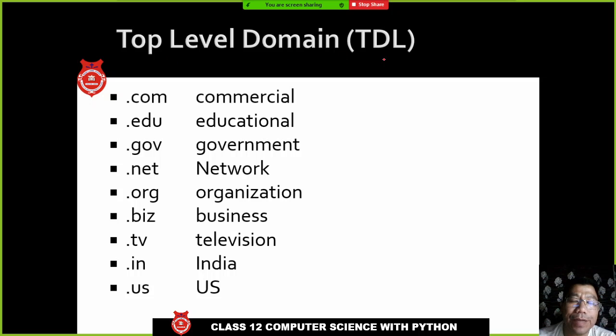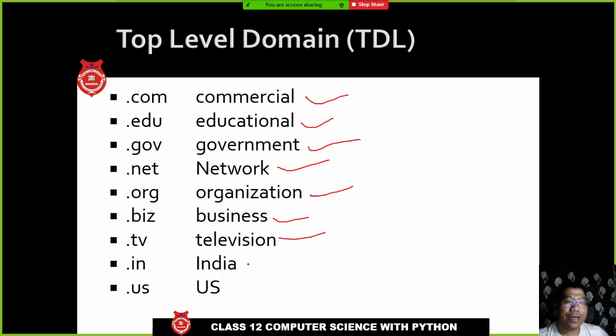So we have the top level domain, TLD. When we say .com, it is commercial. When you say .edu, it is educational. If it is .gov, it is government; if it is network, it is .net. If it is for an organization, it may be .org. If it is for business, you may use .biz, .tv for television, .in, .us, .uk, .jp for Japan, and so many top level domains are available.